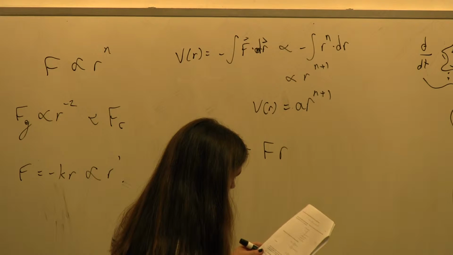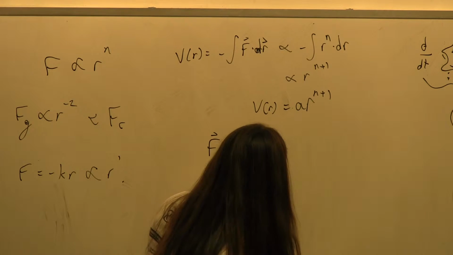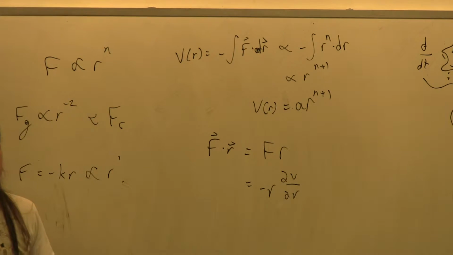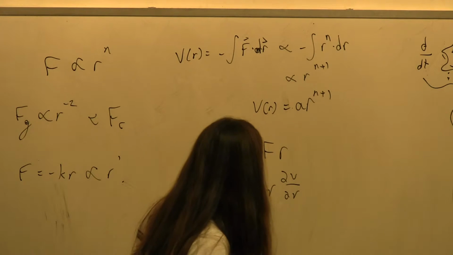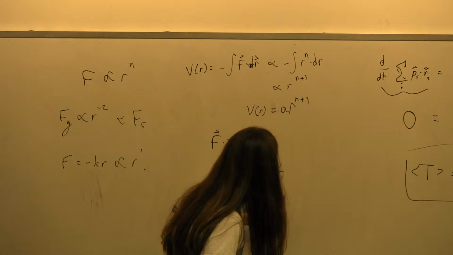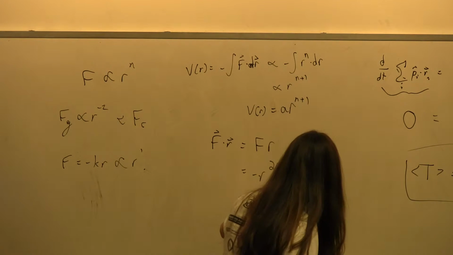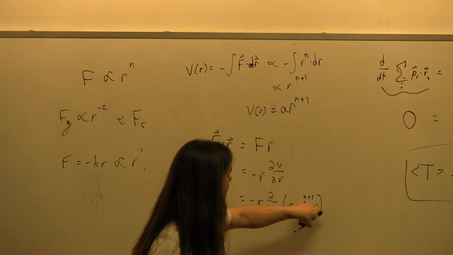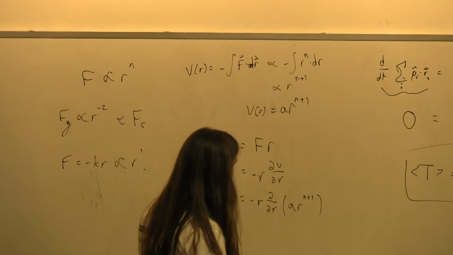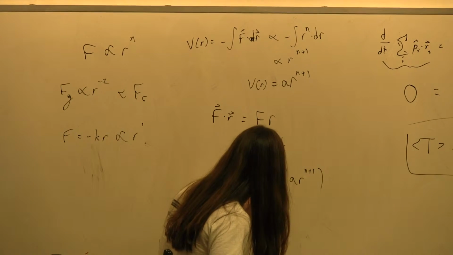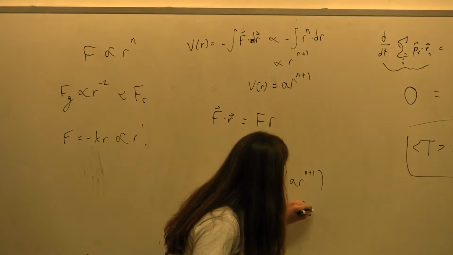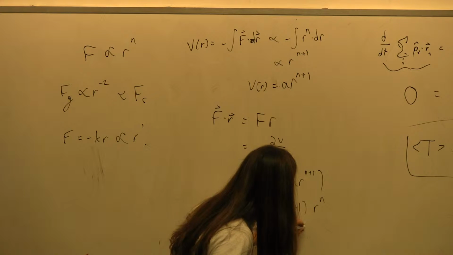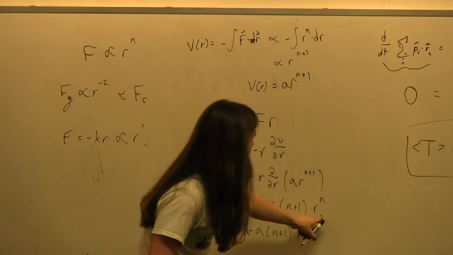So let's see here. This is going to be equal to minus r dV/dr, because the force is equal to the minus gradient of the potential. So it's minus r d/dr, and then we can insert what our potential was, a r to the n plus 1. And this is just a regular derivative. A can pull outside, and then this is just a regular polynomial derivative, which is minus a r times n plus 1, which comes down, and then r to the n, which is equal to minus a (n plus 1) r to the n plus 1, because we have this r here, and then the r to the n.